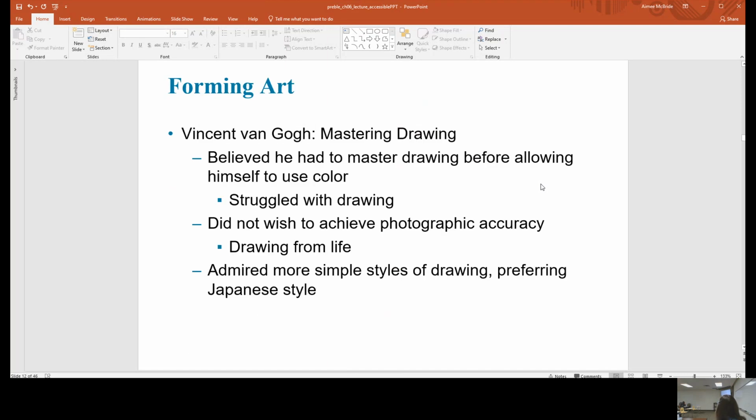So as I was saying, Van Gogh felt like he had to master drawing before he could move on to painting, which is what he's really known for, his paintings that use the loose brush strokes and impasto technique. He clearly struggled with drawing towards the beginning, but of course later on was able to master it and achieve the accuracy that he was trying to achieve.